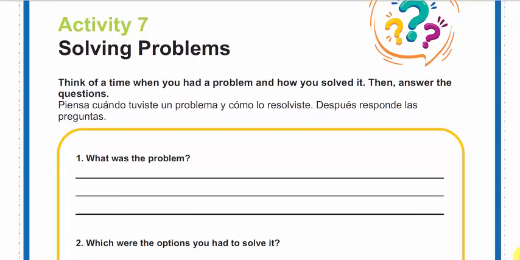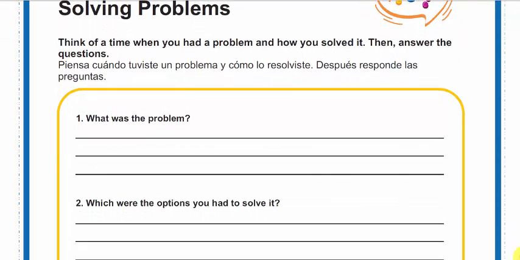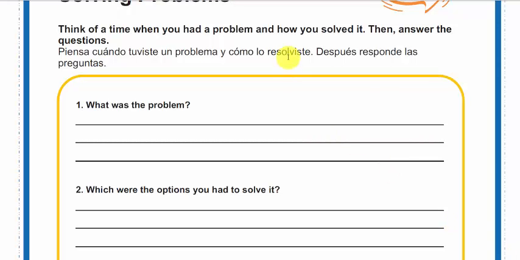Activity number 7, solving problems. Think of a time when you had a problem and how you solved it. Then answer the questions.